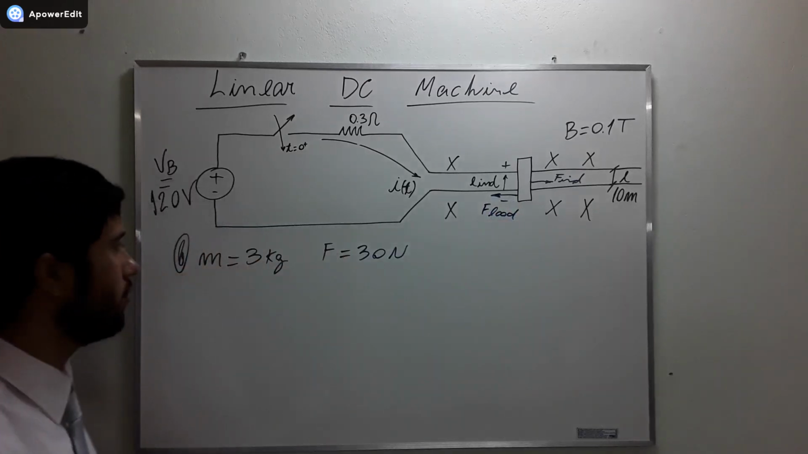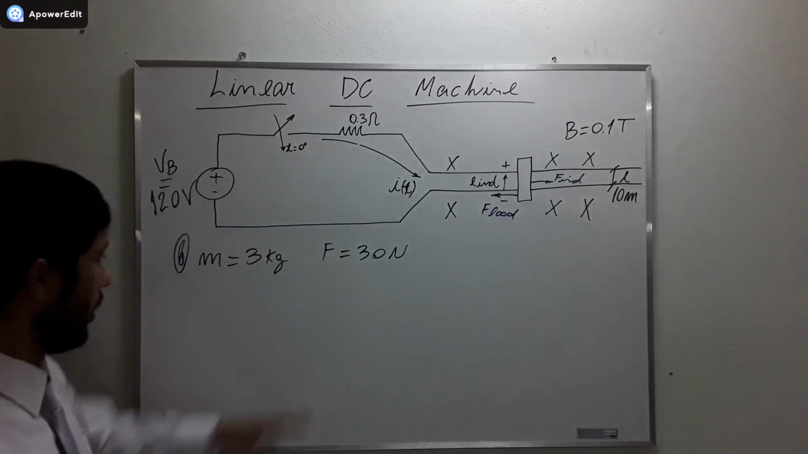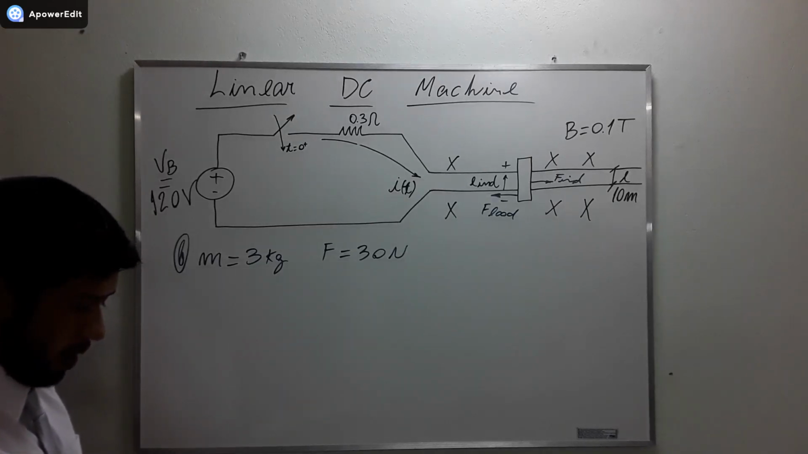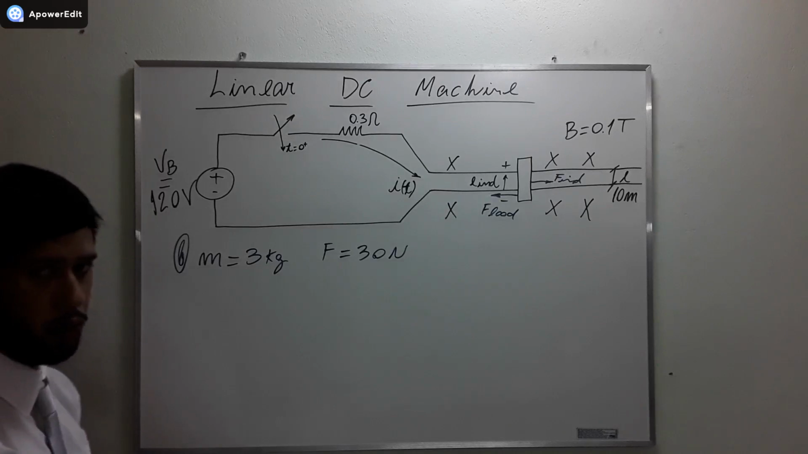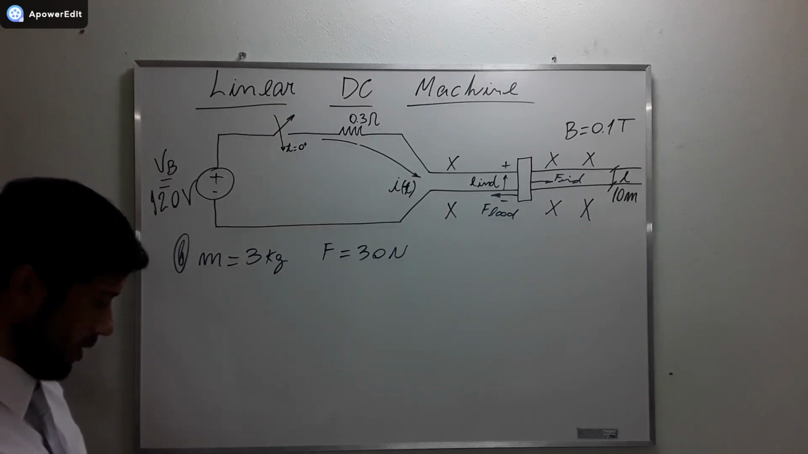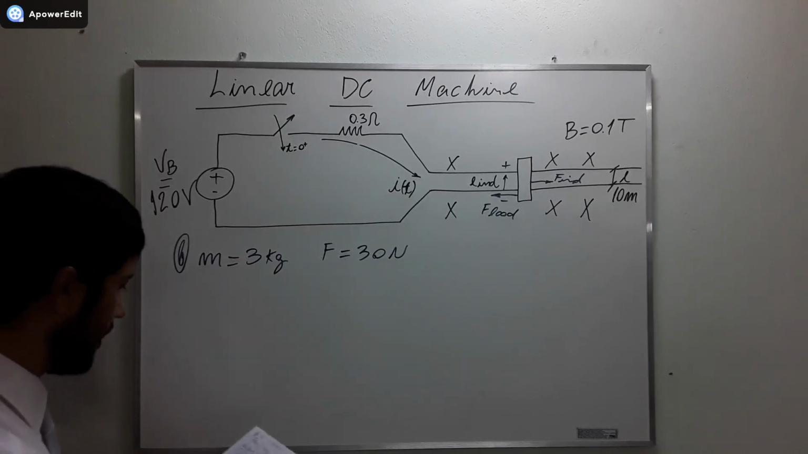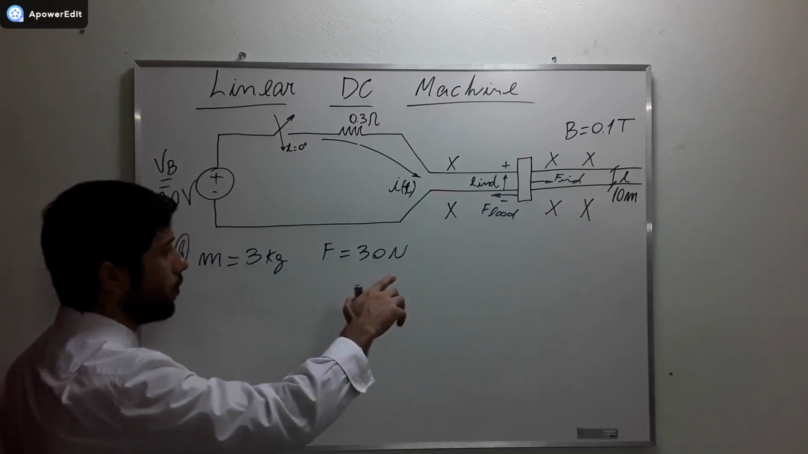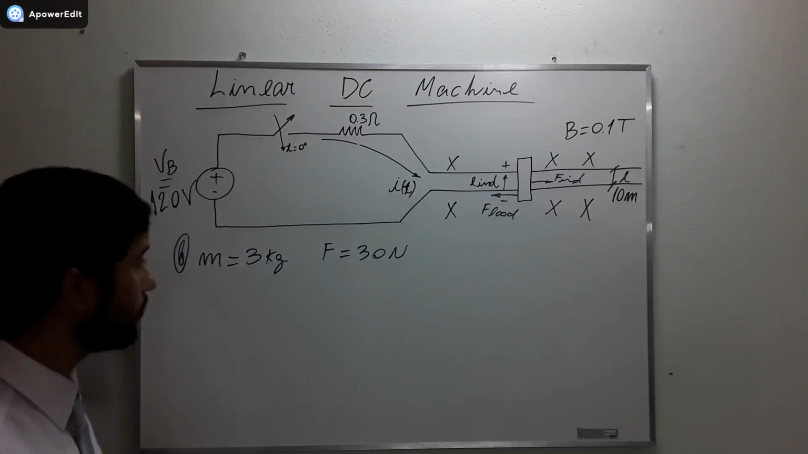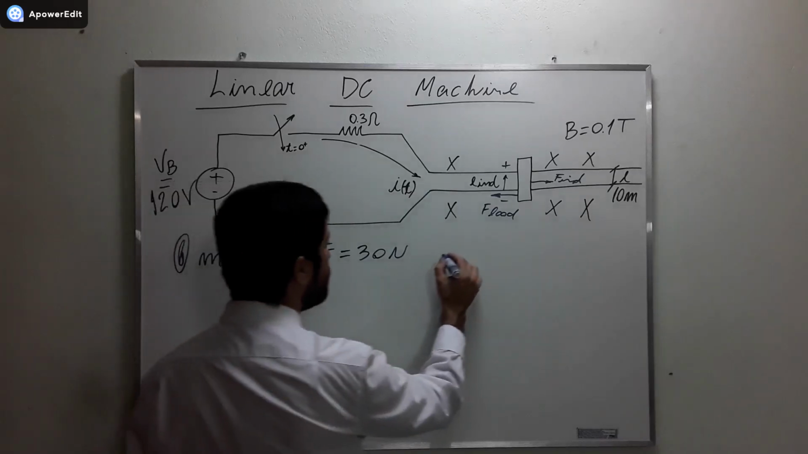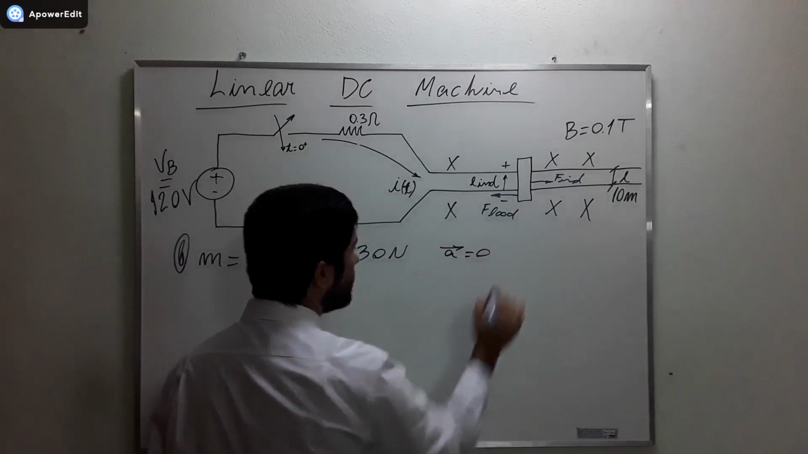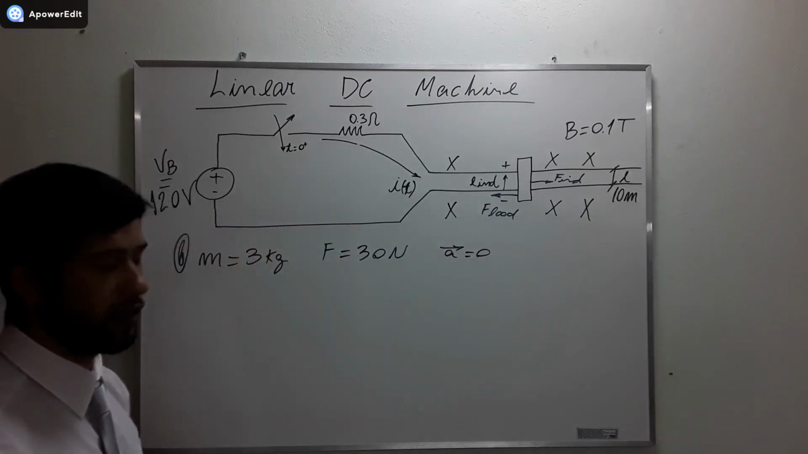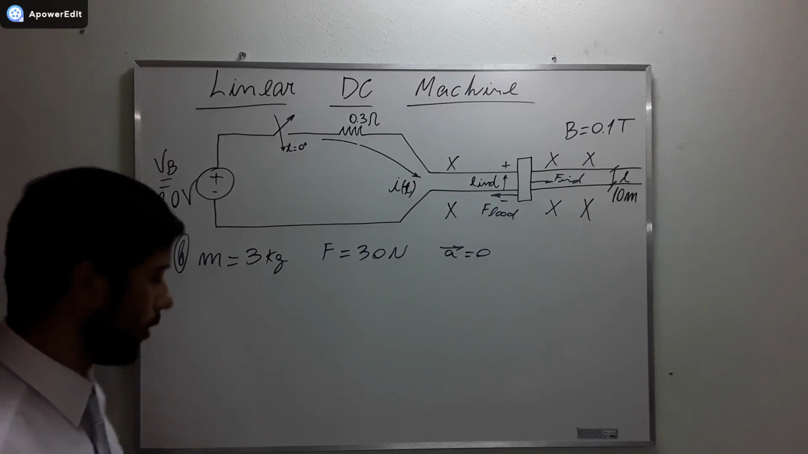Okay? Weight and force is the same. So the load is going to be 30 newtons, and we want to calculate the new steady state. The new steady state is going to be reached when the acceleration is equal to 0. Okay? The acceleration is equal to 0 because we are in steady state. In steady state, the machine is not accelerating anymore.